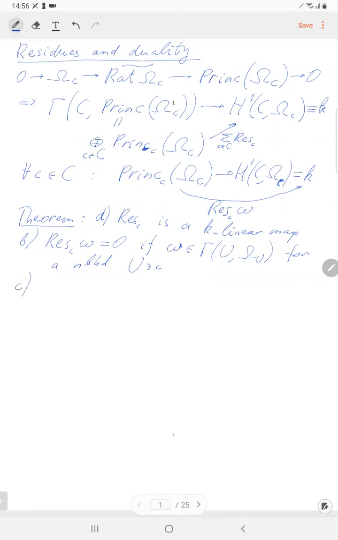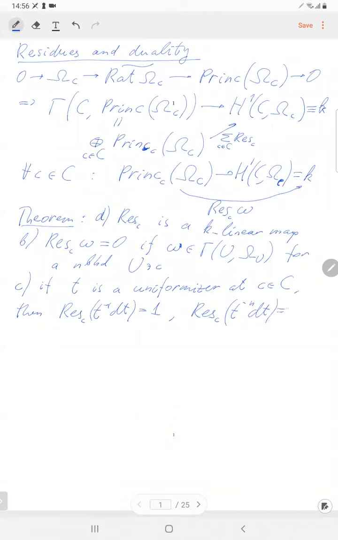And now the non-trivial part is that if T is a uniformizer at this point, then the residue at this point of T inverse dt is one, and the residue of T to the negative n dt is zero for n bigger than one. So we have to prove only the third claim.